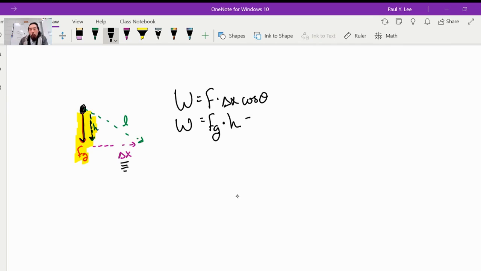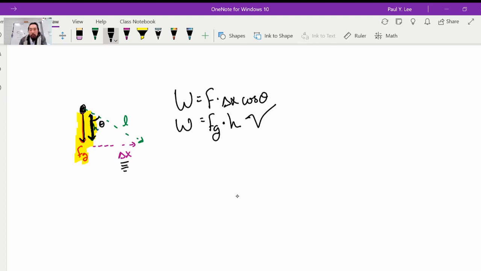Now, if you're wondering where that cosine of theta comes from, it comes from this angle here. This is our theta, and the cosine is the adjacent side. The adjacent side is the height side compared to that angle. So that's where that cosine theta comes from. So this is the work done by the Earth. Check.